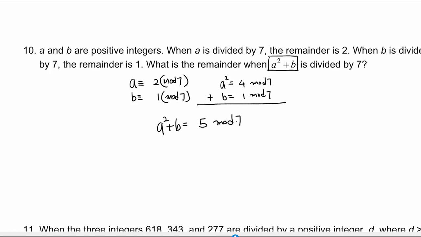That's right. So when divided by 7, the remainder is 5 because this number is less than 7, okay? That is the remainder. So 5 is the answer.